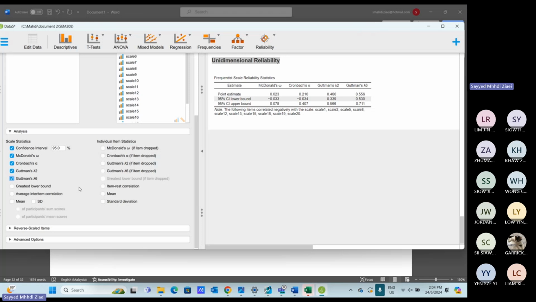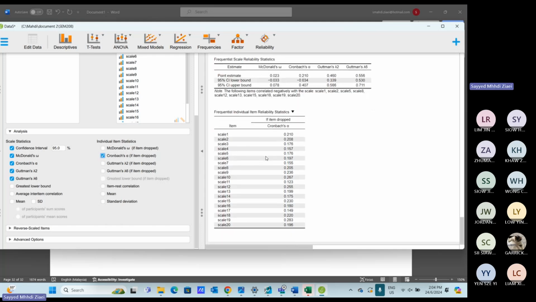Okay, this software has a very good option. This software gives you information on which scale to drop to get better reliability. On the right side, for example, if you use this option, Cronbach alpha if item dropped, it shows which item, if we drop it, we can get a better Cronbach. So you are going to get this table.